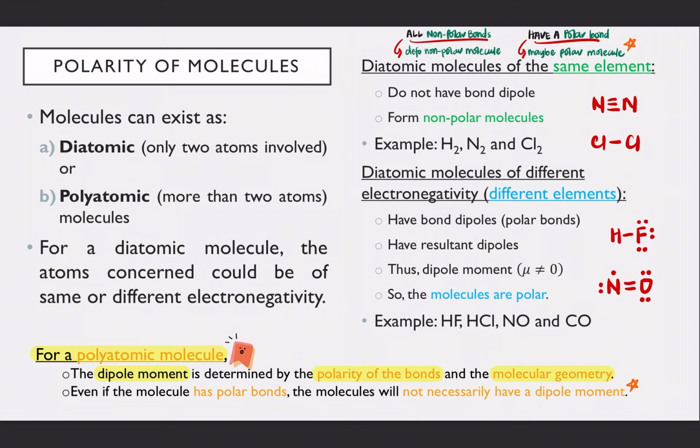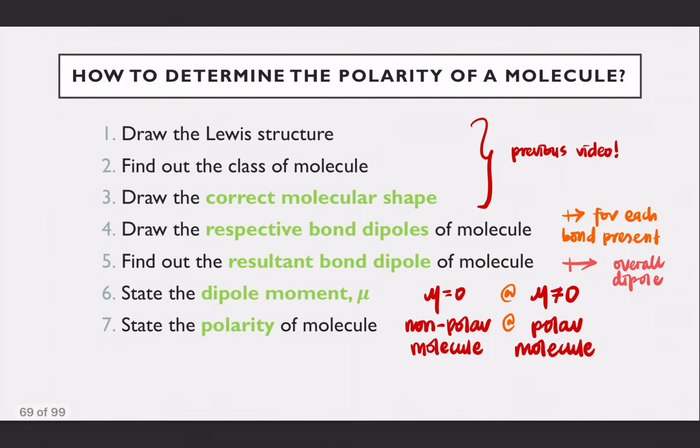Even if the molecule has polar bonds, all polar bonds, the molecule will not necessarily have a dipole moment. So if you have at least one polar bond, your molecule may be a polar molecule or a non-polar molecule. So you have to analyze. How do we do that? We will be using these 7 steps to determine the polarity of our molecule.